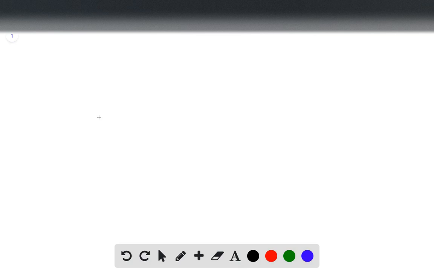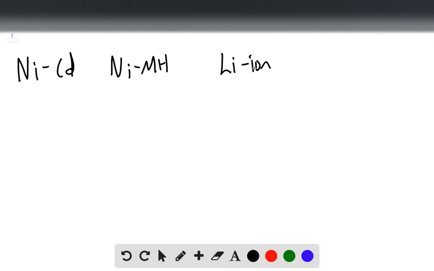So this question asks about the three common types of portable rechargeable batteries and how they work. The first of these is nickel cadmium. The second is nickel MH, standing for metal hydride. And then the third is lithium ion.